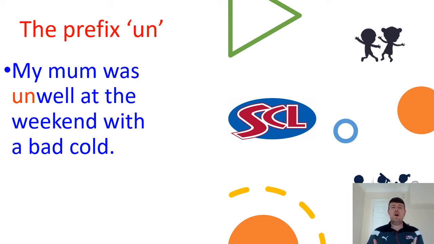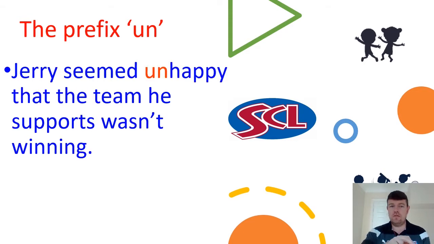So here's an example of the prefix un. My mum was unwell at the weekend with a bad cold. Now I want you to read that sentence out now. Read it for me. Perfect. Here's another example. Jerry seemed unhappy that the team he supports wasn't winning. Can you read that sentence for me? Brilliant.